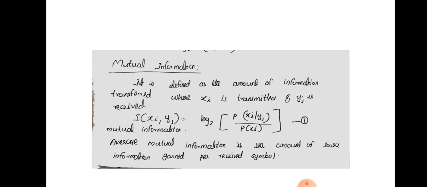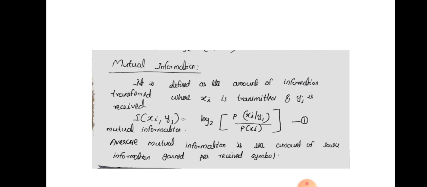Dear students, today we are going to discuss mutual information. It is a topic in information theory and coding, but here in your digital communication minor course for the S4 students, this topic is included. Okay, let us see what mutual information is.